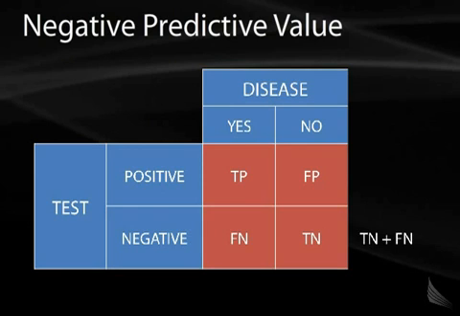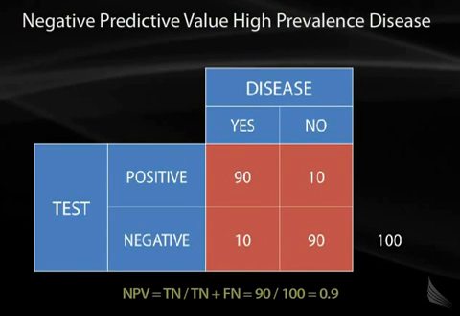Going back to our 2x2 table, we compute the NPV by dividing the true negatives, the bottom right of this table, by all the negatives, the bottom row of this table. We're looking at a situation where we have equal prevalence, or a 50% prevalence rate of a particular disease. The NPV is 90, being all the true negatives, divided by all the negatives, which is 100, giving us an NPV of 0.9, or 90%. So if we had a negative test result in a patient, we can feel 90% confident that they don't have the disease.